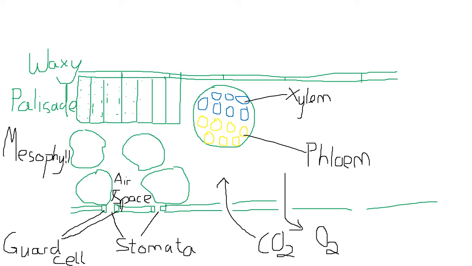We've got our veins with our xylem and phloem, xylem to carry water to the leaves and phloem to take the glucose away. Again, our leaves are very, very thin to make diffusion of gases very, very easy. And we've got lots and lots of chloroplasts containing that green pigment chlorophyll for photosynthesis.